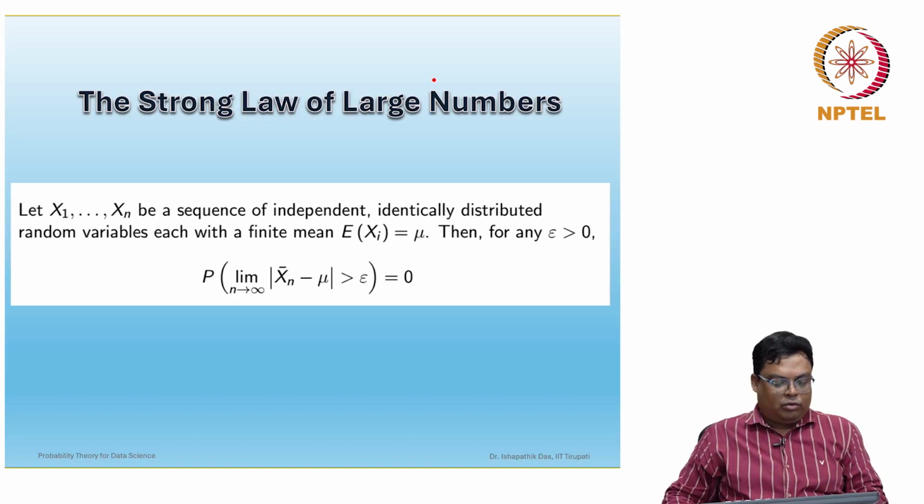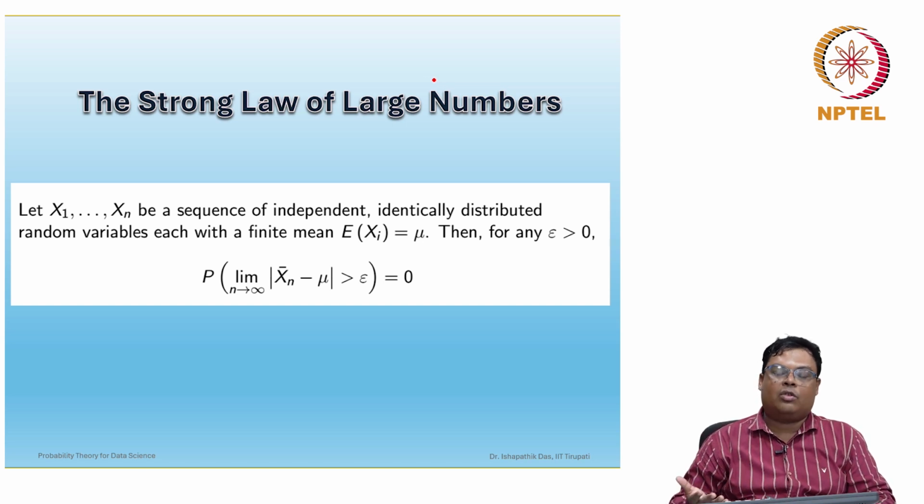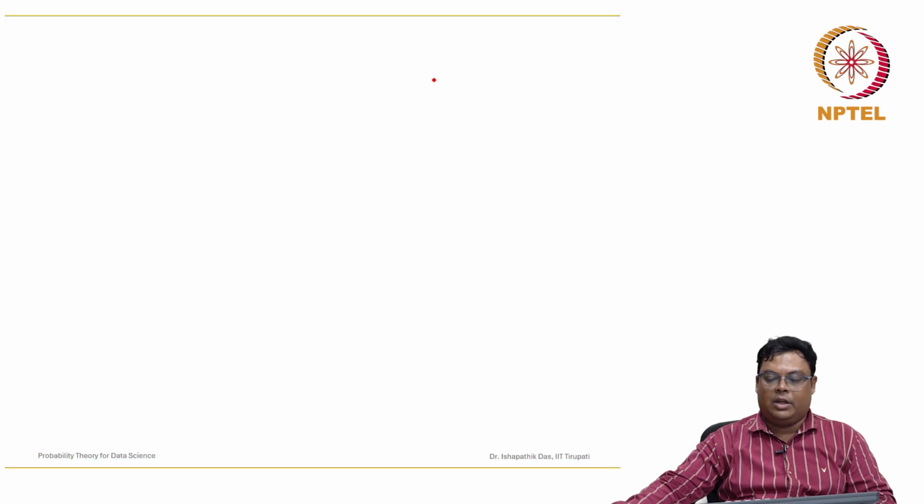We will not go through more details about it, only to mention this. So why is it strong and why is it weak? Because almost sure convergence is stronger than convergence in probability. There are examples where a sequence of random variables converges in probability but may not converge almost surely. But if a sequence converges almost surely, then it must converge in probability also. That is why it is called the strong law of large numbers, and because the other is convergence in probability, it is called the weak law of large numbers. More details we will not go through here.